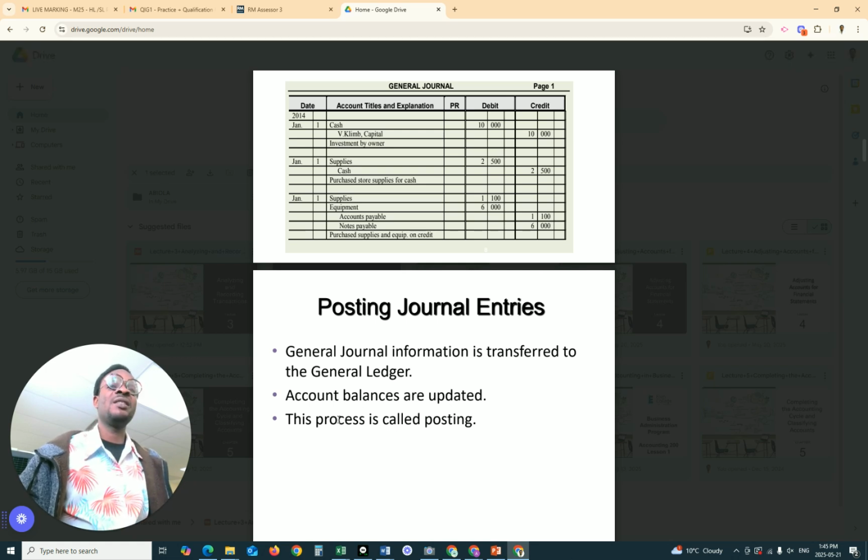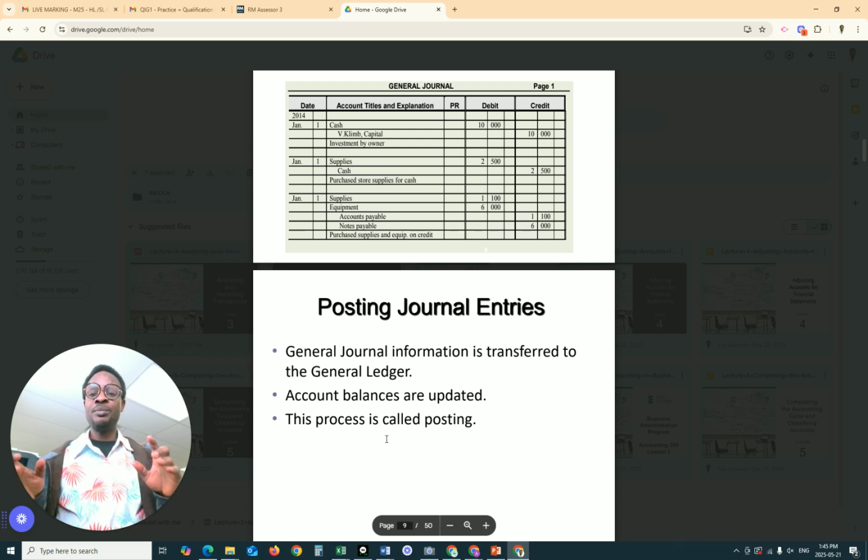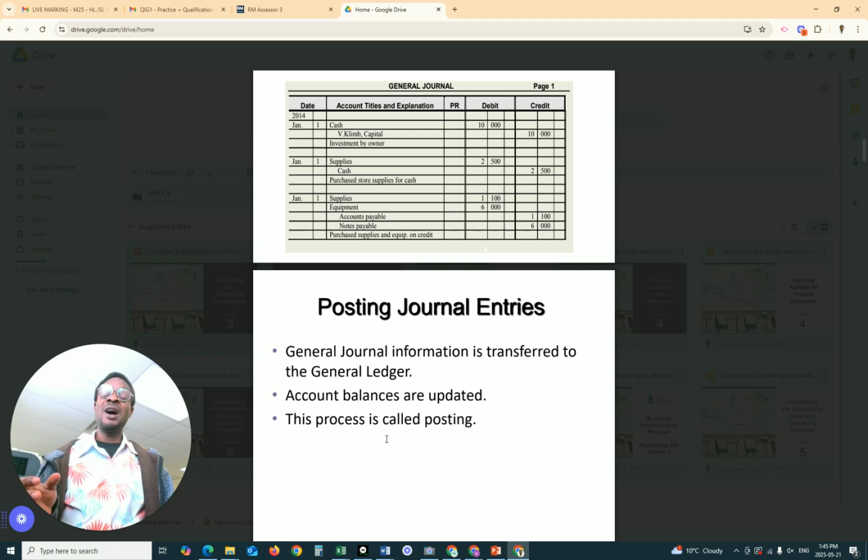And this process is called posting. That's the process that we call posting. That's the process of transferring journal balances to the general ledger accounts, and you update the balances as just been explained. That is a process that is called posting.